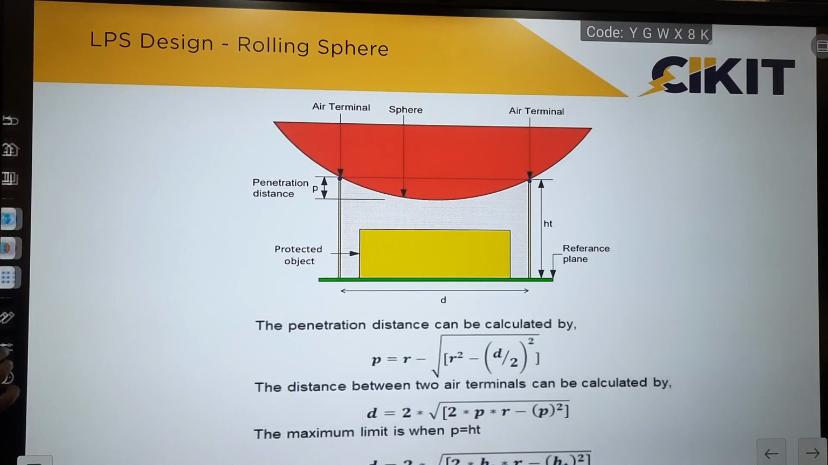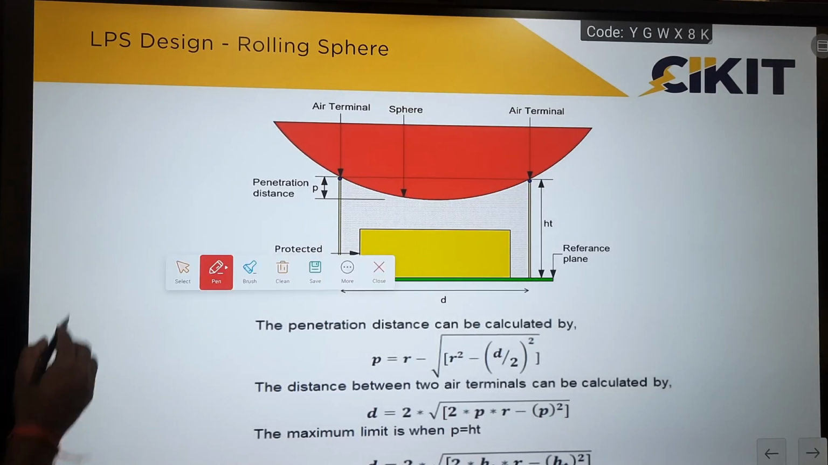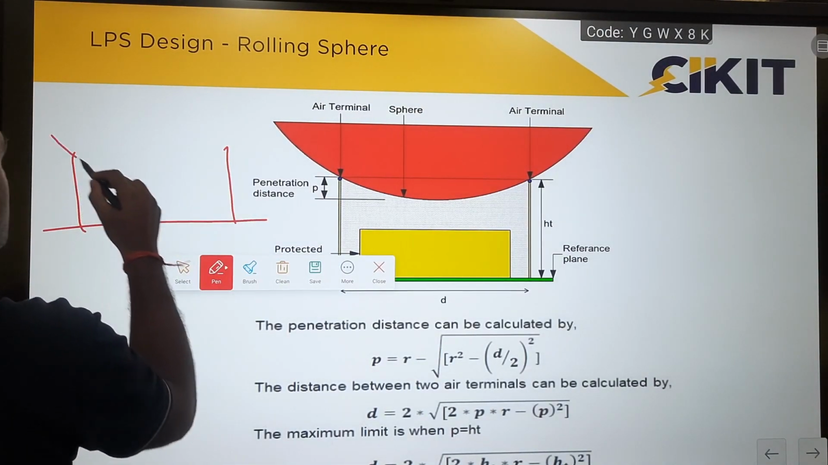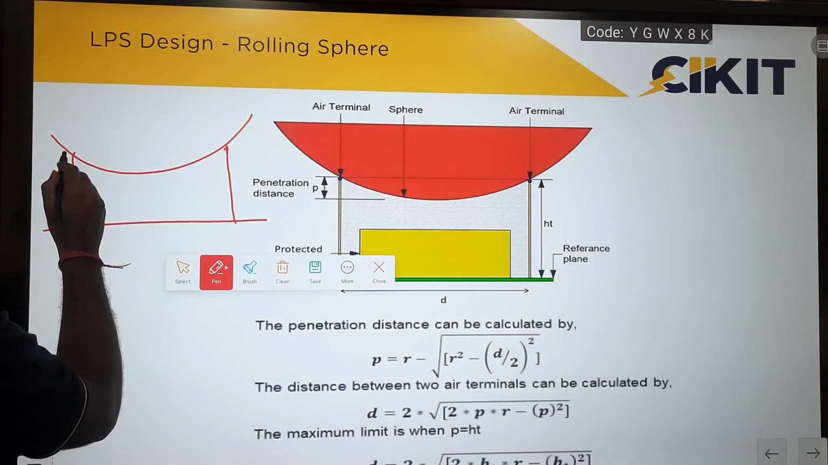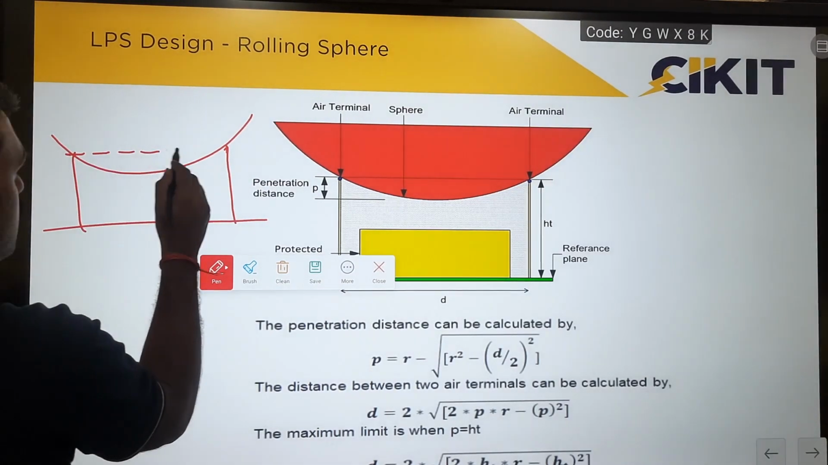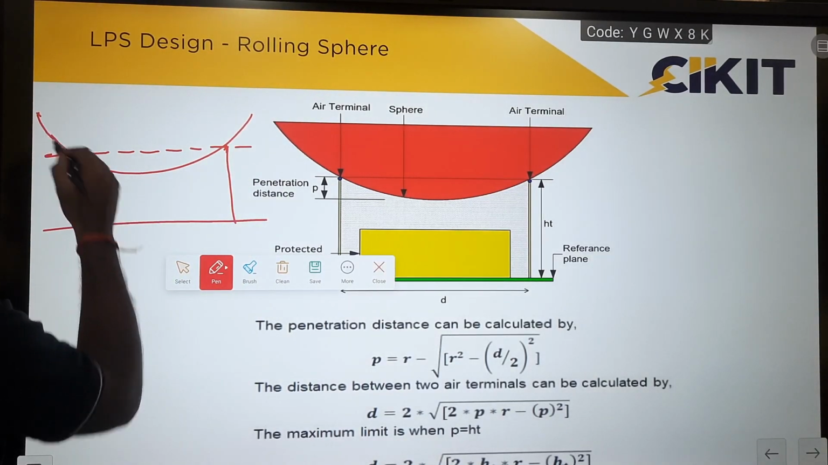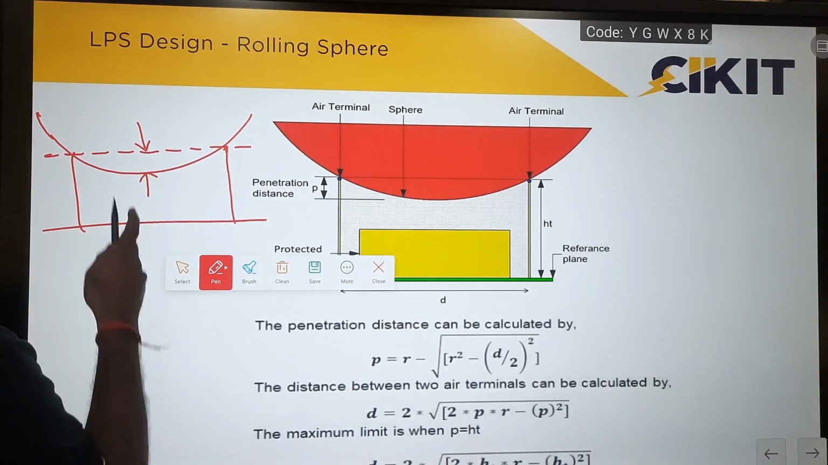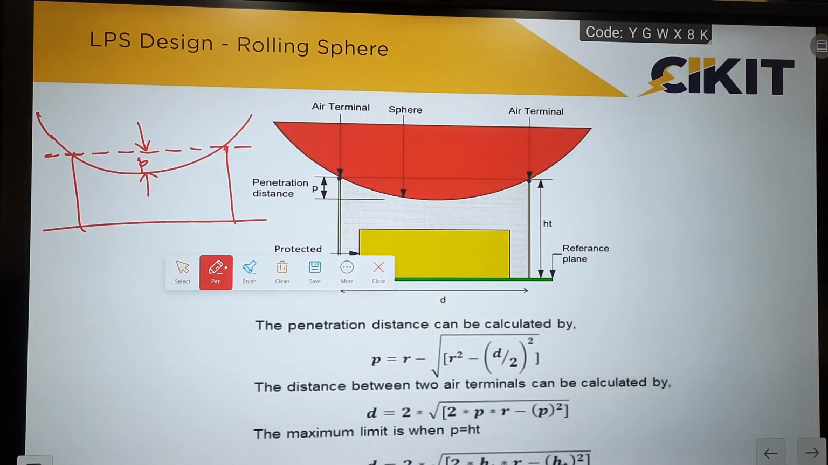If we are rolling an imaginary sphere between any two points, then obviously some portion of the sphere will come below the level of the air terminal. So for example, in this case, if this is the level of the air terminals, then some portion of the sphere is coming below the level of the air terminals. This level will be considered as the penetration distance.